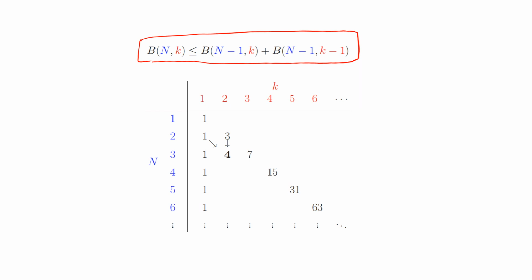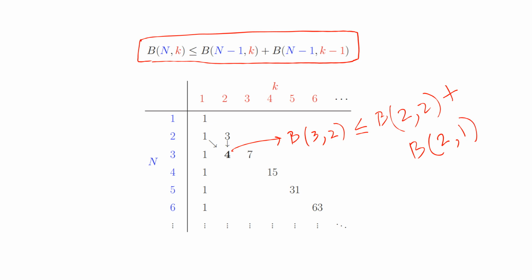So here, this is B(3,2), right? And the upper bound for that is going to be less than or equal to 2 plus B... looking at this equation and filling this up, n minus 1 is going to be 2 and k minus 1 is going to be 1. Now we already have these values from the table that's already filled in. For example, I have this value here, which is B(2,2), and I also have this value here, which is B(2,1). So I'll just add them up and I get 4.